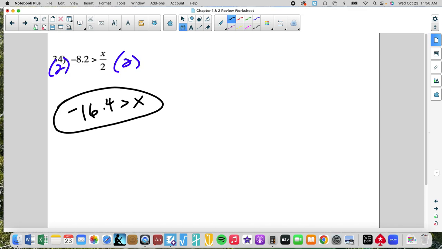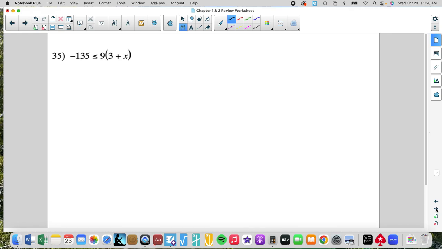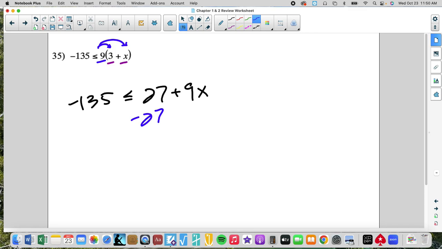Wow, all these problems have the variable on the right side. That's good. Still on the right side. I'm going to simplify. I'm going to distribute that 9 to both of those pieces. So negative 135. Negative 135 apparently is a really popular number. 9 times 3 is 27. 9 times x is 9x. And now let's subtract 27.